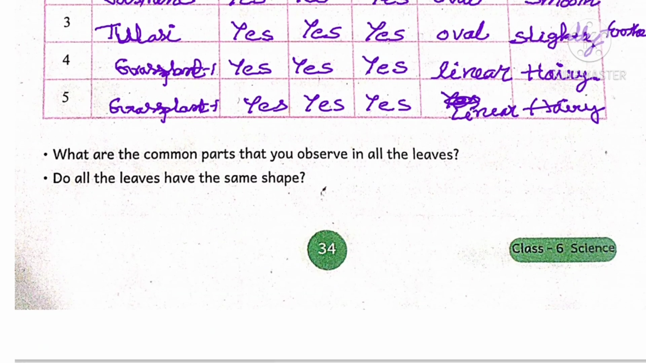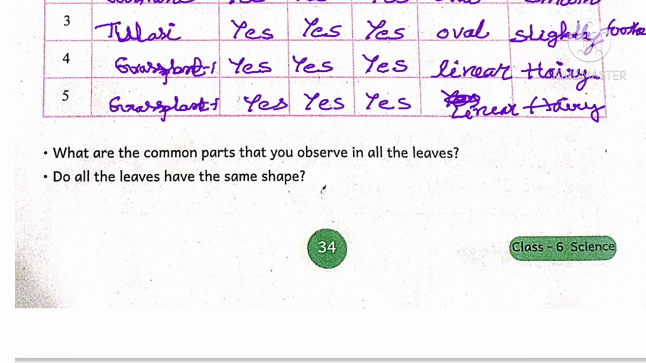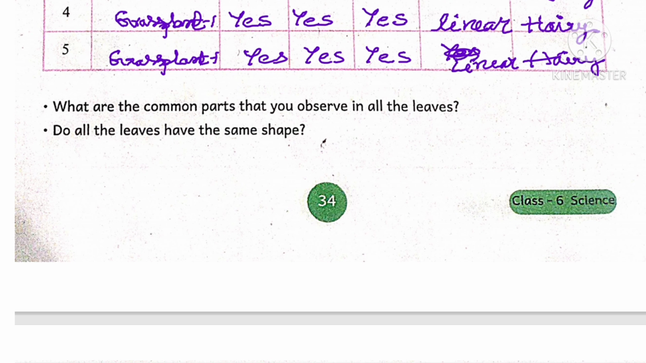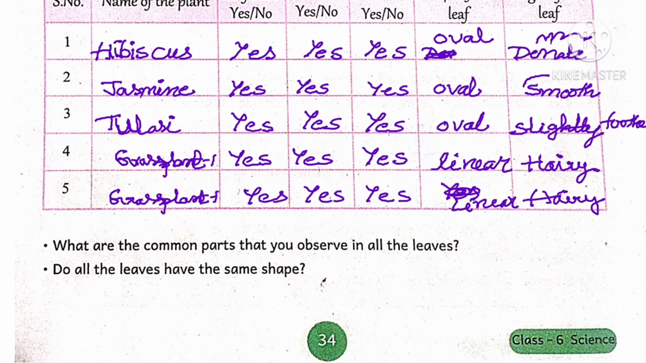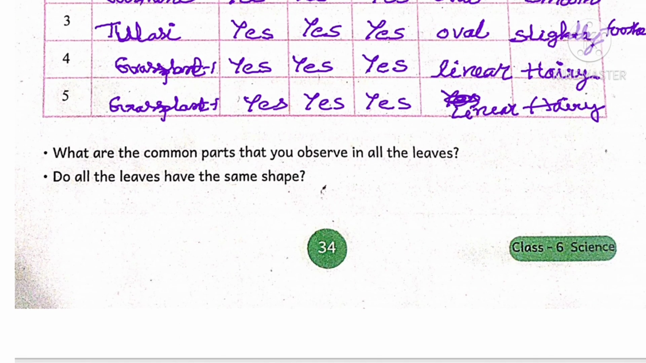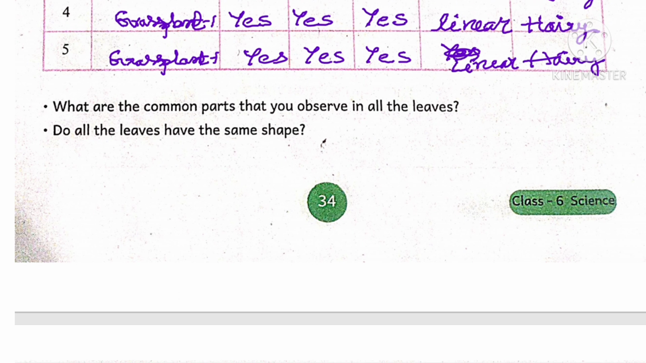So what are the common parts you observed in the leaves? All the leaves have a leaf base, a lamina and a petiole. These are all the common parts. But the shape and size of the leaves are different in different plants. Do all the leaves have the same shape? No, all the leaves do not have the same shape.